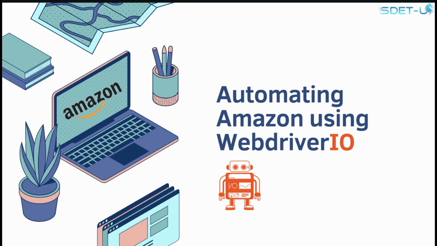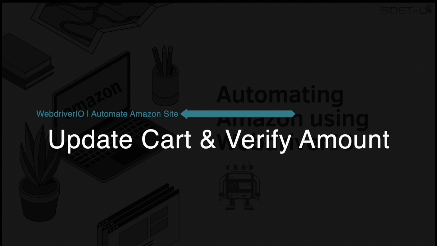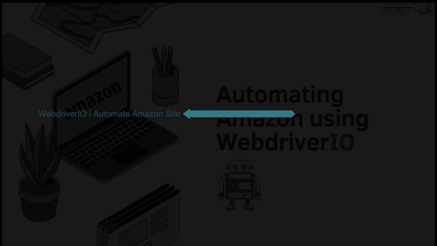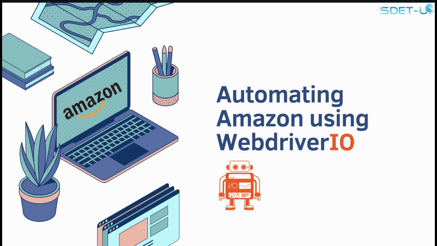Hey, welcome back, guys. So in this series, we went ahead and covered lots of different flows on how to automate the Amazon website using WebdriverIO. Now this is going to be the final video of this series, where we're going to go ahead and update our cart to make sure we change our item from 1 to 2, and then we simply make sure that the amount gets updated as well. So let's go ahead and start implementing that.